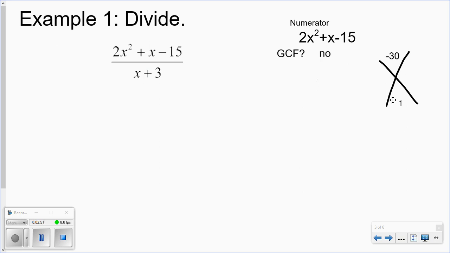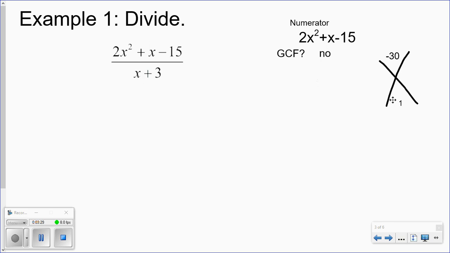So I just start listing the things that can multiply to negative 30. And you should write this out and make a list. So, negative 30 and positive 1 does not add to be 1. 30 and negative 1 does not add to be 1. Negative 3 and positive 10 does not equal 1 when you add them. Negative 10 and 3 does not add to 1.